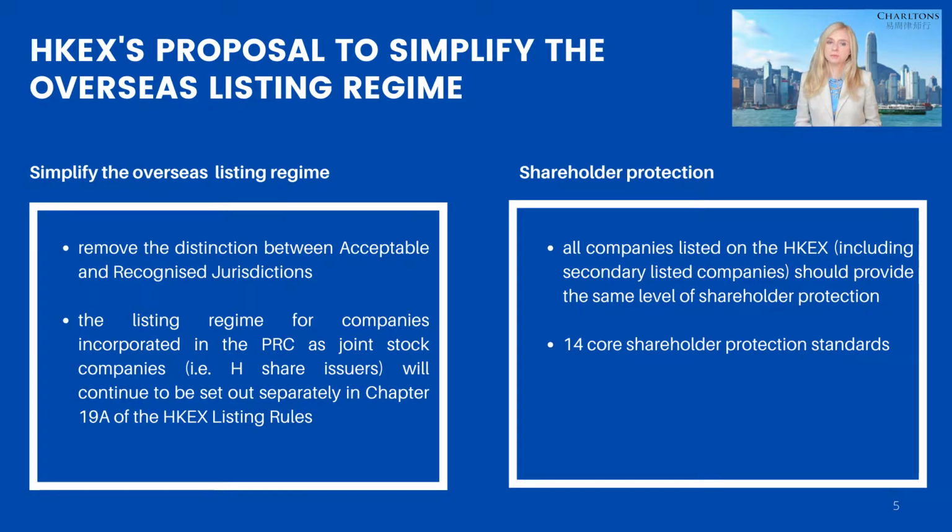Another key change proposed by the exchange is that all companies applying to list on the exchange, including Hong Kong and PRC companies and companies applying for secondary listing, should be required to demonstrate how they comply with a single set of 14 core shareholder protection standards. These will replace the existing shareholder protection standards set out in Chapter 19C and Appendices 3 and 13 of the Listing Rules and in the Joint Policy Statement.